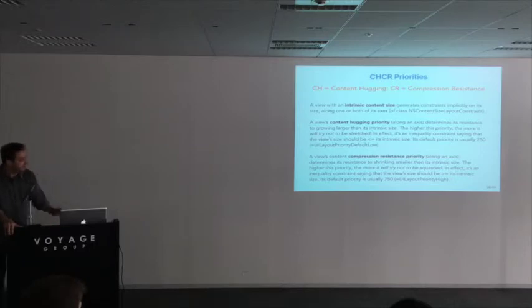And then we talk about the compression resistance priorities. That's the content compression resistance priority along each axis. So you have two numbers there, one for horizontal, one for vertical, for both of these concepts. And that determines the resistance to shrinking smaller than its size. So the higher the priority, the more it will try not to be squashed. In effect, it's an inequality constraint saying that the view size should be larger than or equal to its intrinsic size. And the default priority is around 750. That shows you that views are more likely to be stretched than compressed, because of the 750 versus 250 numbers.